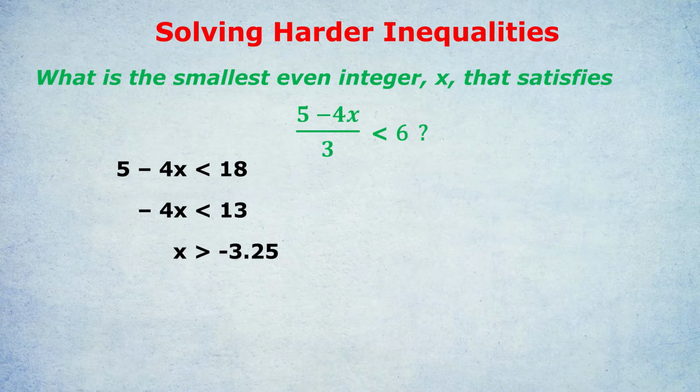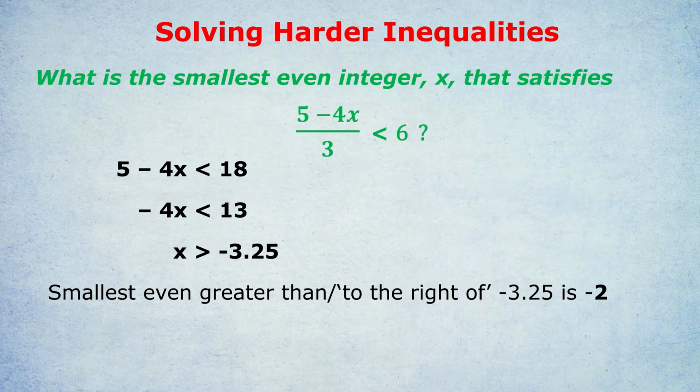The integers greater than minus 3.25 are minus 2, minus 1, 0. Just think, they are to the right on the number line, which makes them greater than negative 3.25. Of all the integers to the right of negative 3.25 on the number line, the smallest even one is negative 2. Negative 2 is greater than or to the right of negative 3.25 on the number line. So we have solved this harder inequality, but we are just getting started.